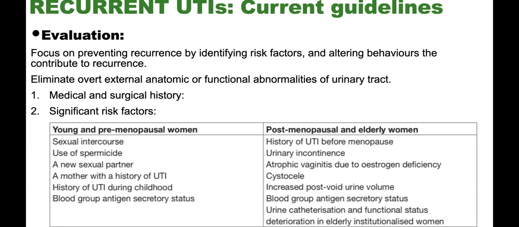This table here shows us the most common risk factors for recurrent UTIs in young premenopausal ladies and then postmenopausal ladies. The most common risk factor in young ladies is sexual intercourse. In older ladies, mainly it's because of the decreased estrogen.